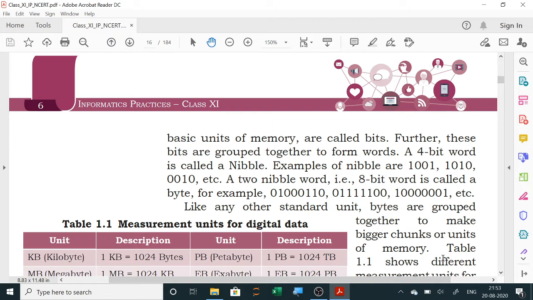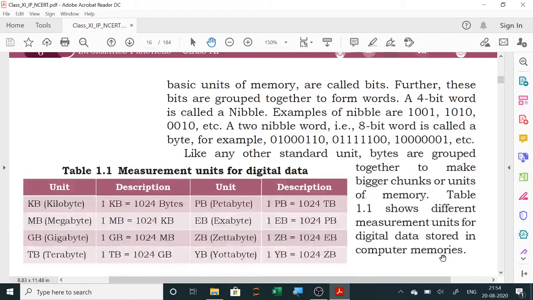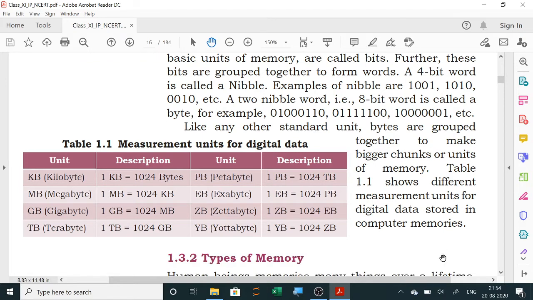Further, these bits are grouped together to form words. A 4-bit word is called a nibble. Examples of nibbles are any 4 bits; you can take any combination of 4 bits. Now a 2-nibble word, that is an 8-bit word, is called a byte. Now this is very important. Byte is denoted by capital B. So a capital B byte is equal to 8 bits or 2 nibbles. For example, you can see a combination of 8 bits, that is, a combination of 0s and 1s.